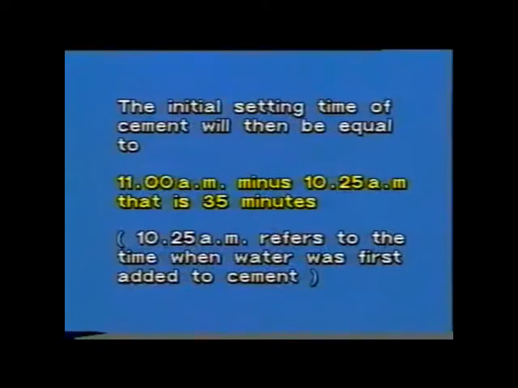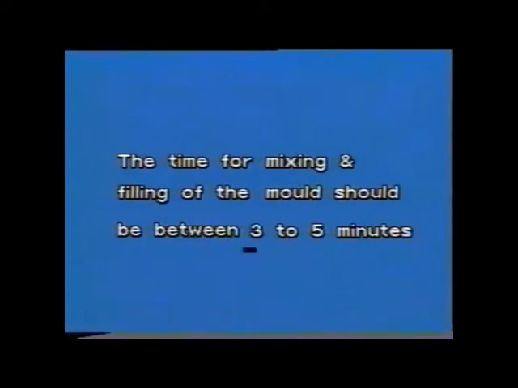The initial setting time of cement will then be equal to 11 a.m. minus 10:25 a.m., that is 35 minutes. 10:25 a.m. refers to the time when water was first added to the cement. Time for mixing and filling the mold, including testing, should be between 3 to 5 minutes.